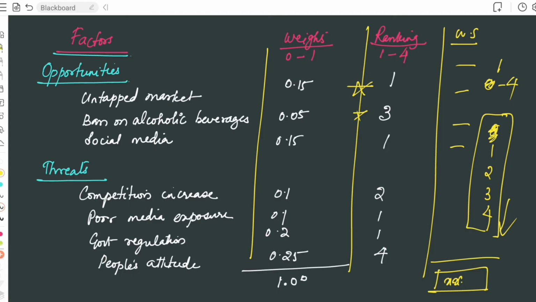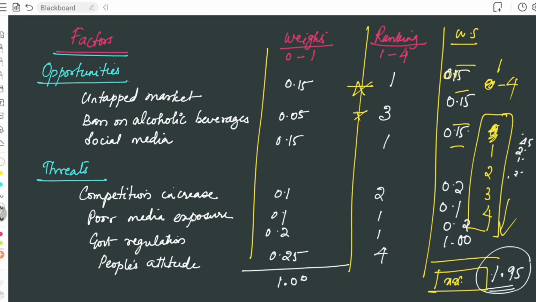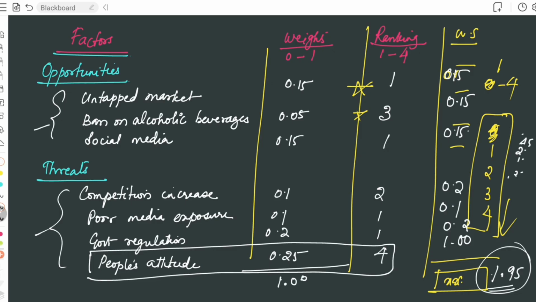Suppose based on all this, I'll quickly calculate and find the weighted score. This comes to around 1.95. That means with this weighted score, the organization will not be able to tap much into its opportunities and threats. If this is how our external factors are weighted and ranked, then this is not a very good strategy. We'll have to change the rankings or the weights of each of these opportunities and threats in order to arrive at a good strategy. Especially, because the most effect comes from people's attitude, which is given the most weight. If people's attitudes change, that means our threat is more than the opportunity, so it is not at all a good idea to get into this fruit beer market.